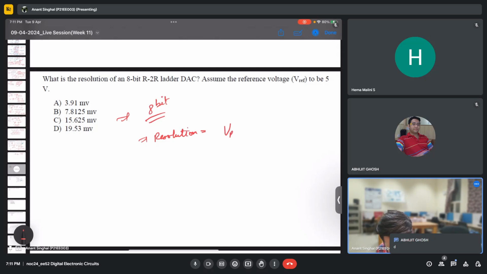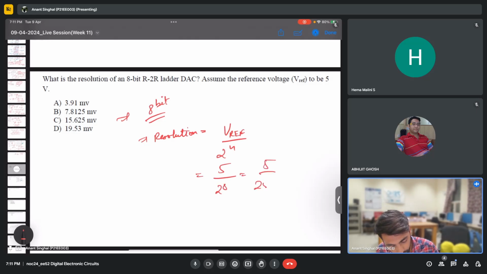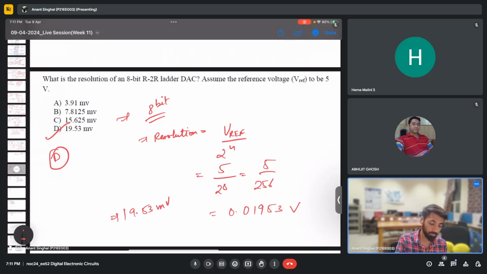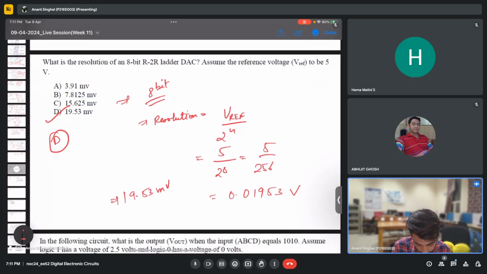This is VREF by 2 raised to n. So this will be 5 by 2 raised to 8, which is 5 by 256, which is 0.019 something. I guess 53, because only this option matches. So this will be nothing but 19.53 millivolts, which is option D. So we can move forward now.